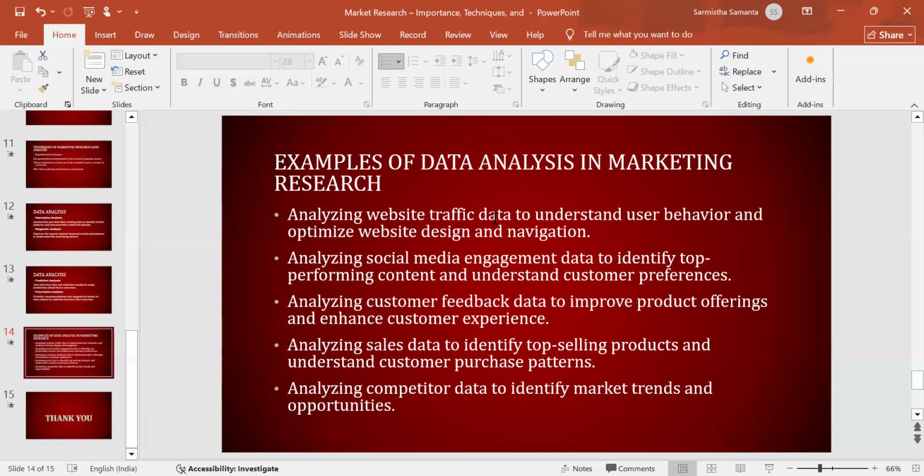Analyzing the customer feedback data to improve product offerings and enhance the customer experience. Analyzing the sales data to identify top selling products and understand customer purchase patterns. Analyzing the competitors' data to identify marketing trends and opportunities.